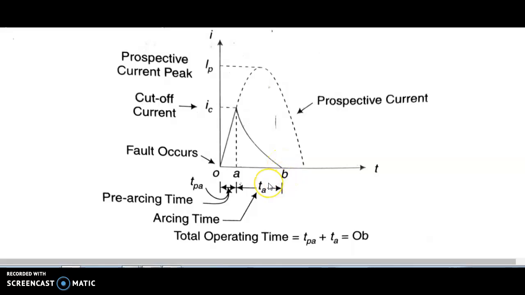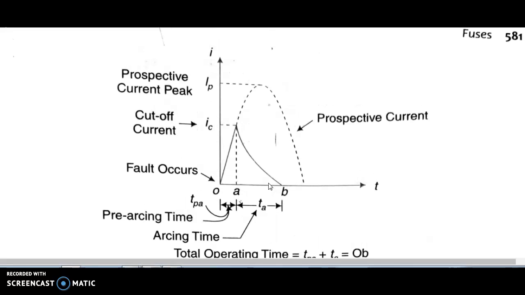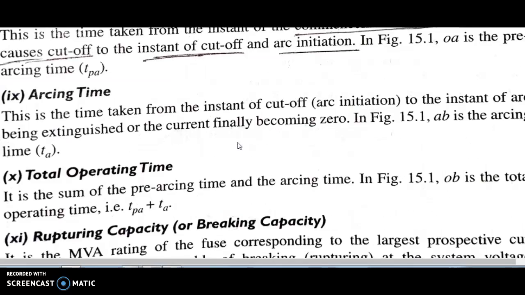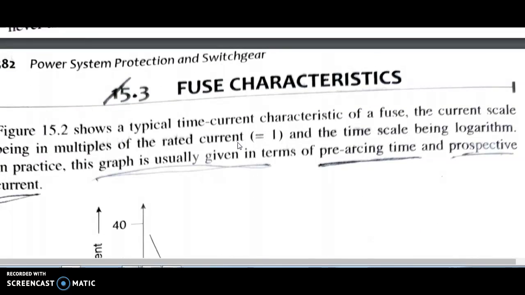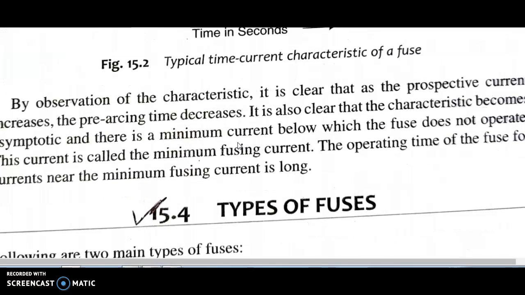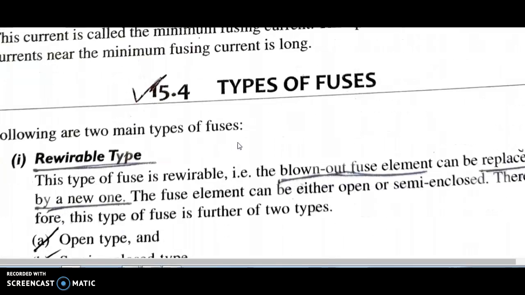Next, rupturing capacity or breaking capacity. Rupturing capacity or breaking capacity means the MVA rating of the fuse corresponding to the largest prospective current which the fuse is capable of breaking at the system voltage. This is the rupturing capacity. These are the definitions I have just seen. Then fuse characteristics. Next, types of fuses.